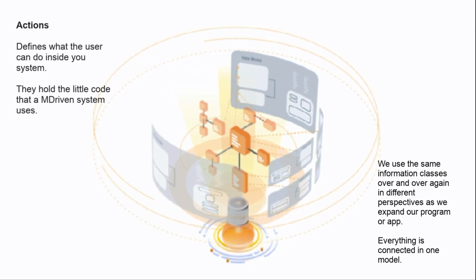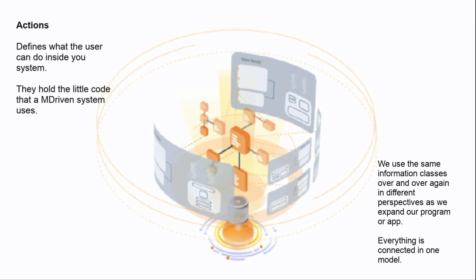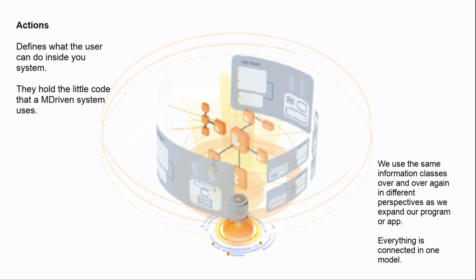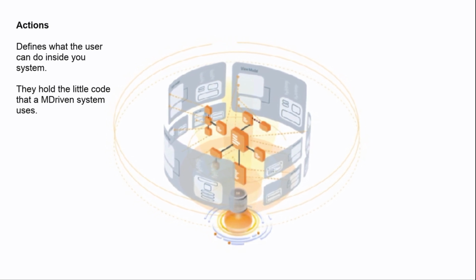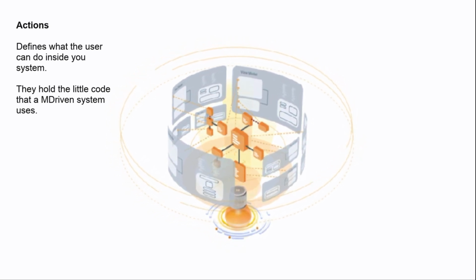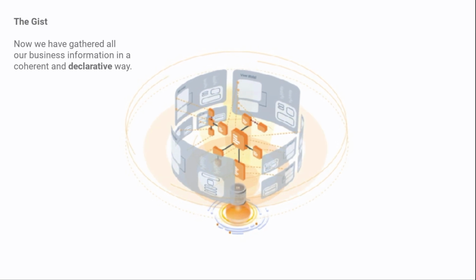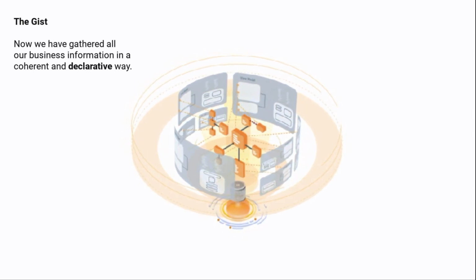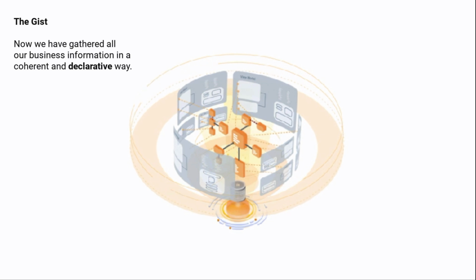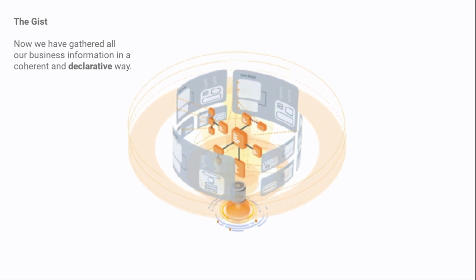User interaction is defined with actions. Actions put a bit of code into your model. With it, you add what initiates change within your system. Put all together, your classes, view models, and actions are called your gist. The gist is collected knowledge about your business or use case. By focusing on the gist, your system has been untangled from the changes in technology.